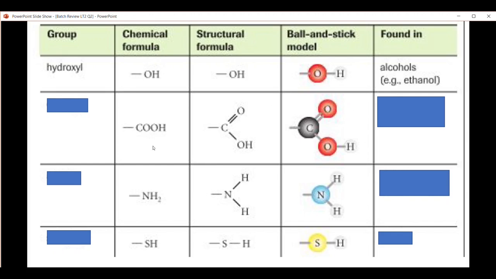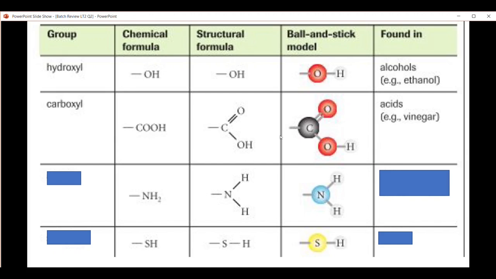What do you call this particular group? Here's your clue. There's a C over here. So this is carboxyl. And you can find this in acids like acetic acid, like vinegar. So this would be the carboxyl. So we're done with hydroxyl, we're done with carboxyl.